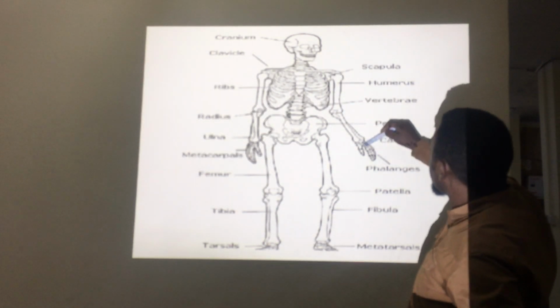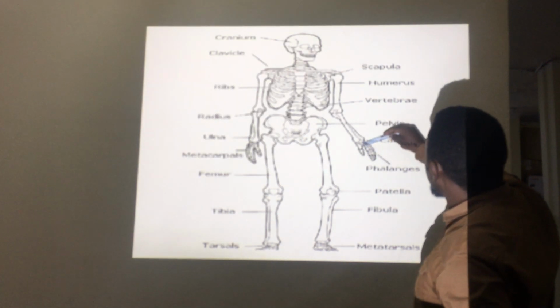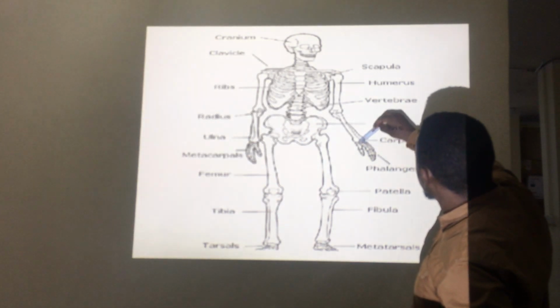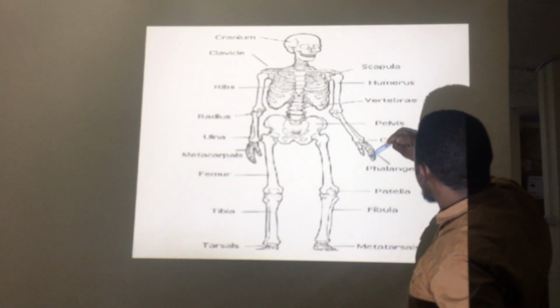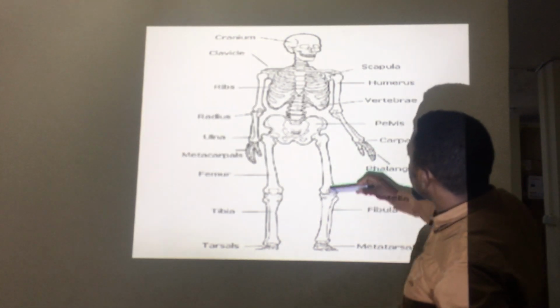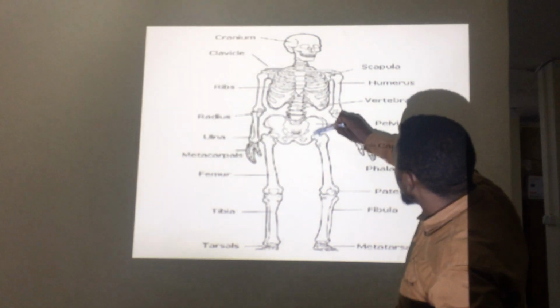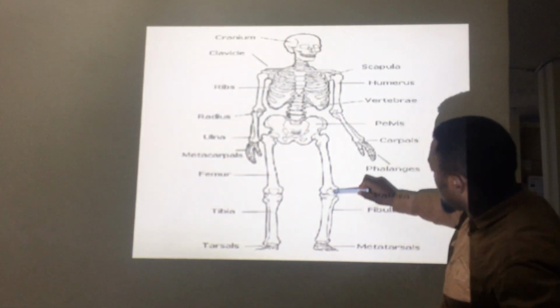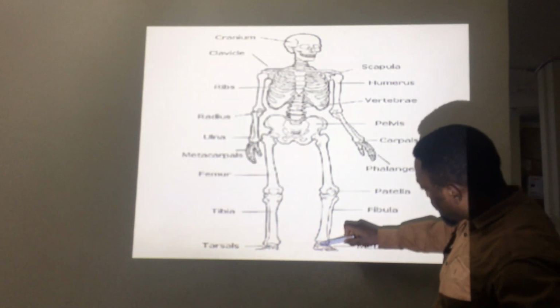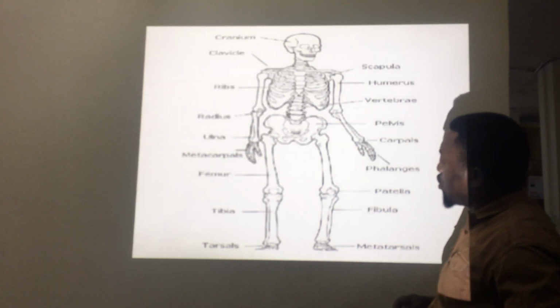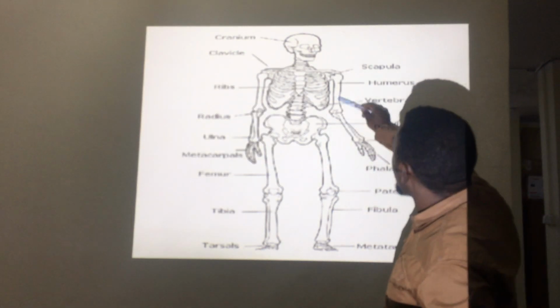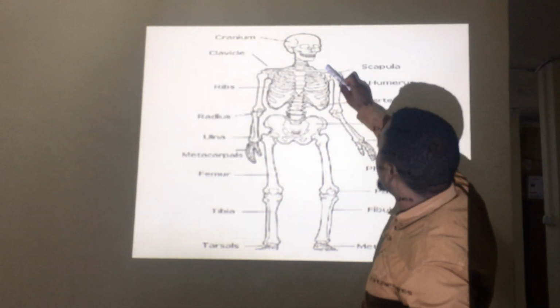Another place where there are joints is the fingers. There are joints here, there are joints here, there are also joints here. Another place is here. There are also joints in the nail, and there are joints in the toes. So these are places where joints are in the body.